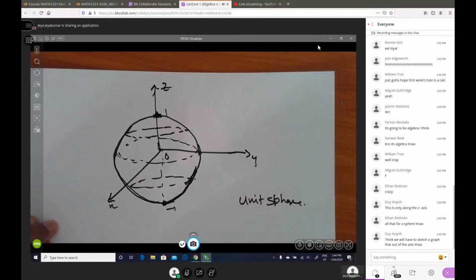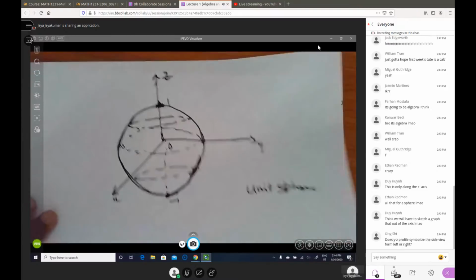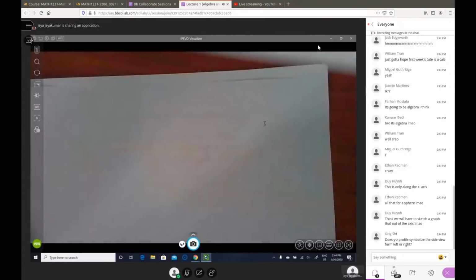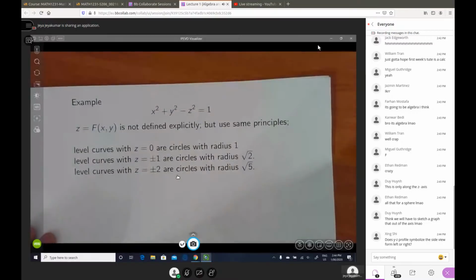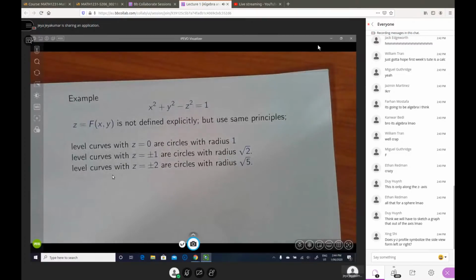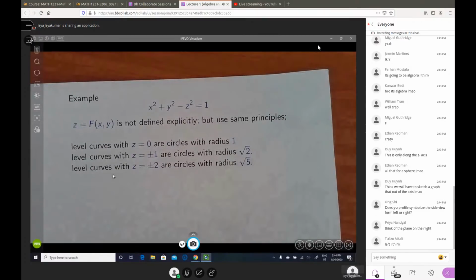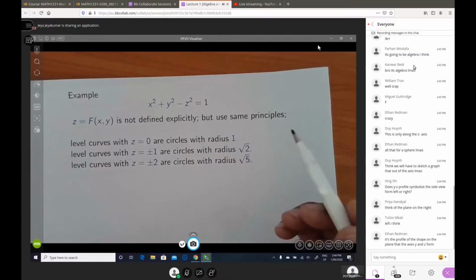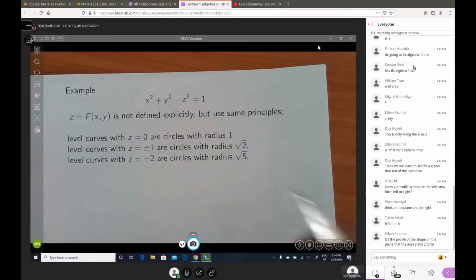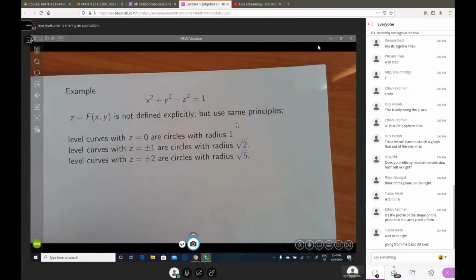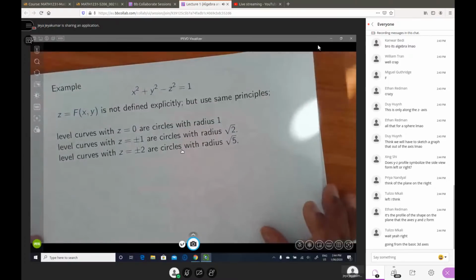Okay, so let's do one more example before we move on to partial derivatives and so on. Let's look at this example. Again, this one is an implicitly defined function of two variables. We don't have the explicit formula z equals a function of x, y. The profile gives you the cross-section of the surface with the yz plane.